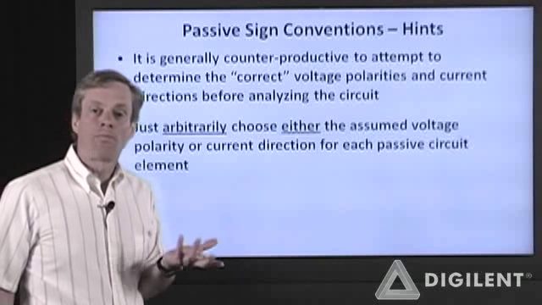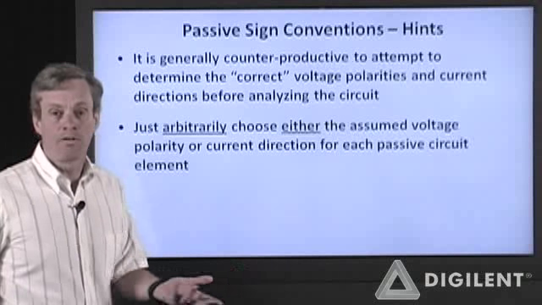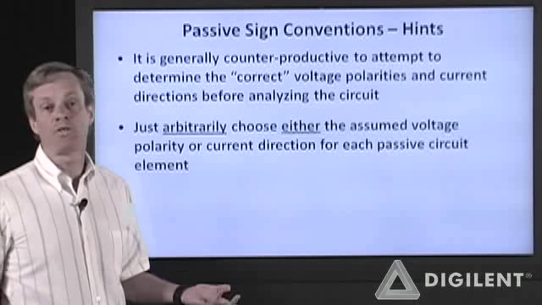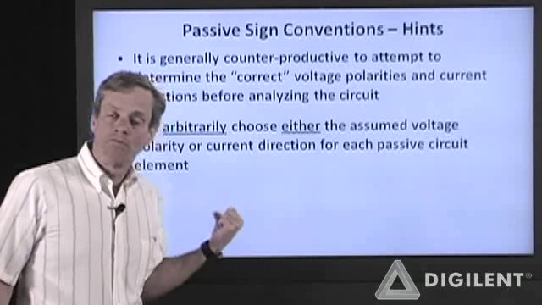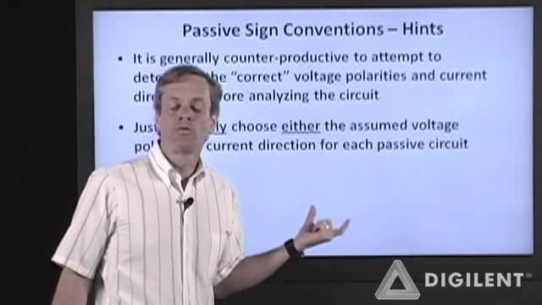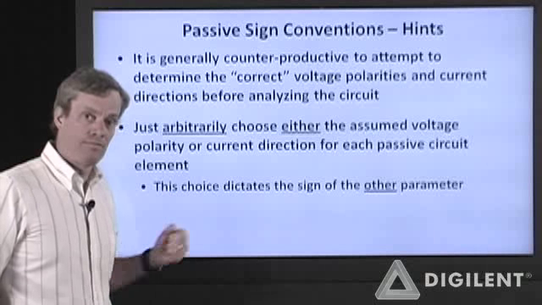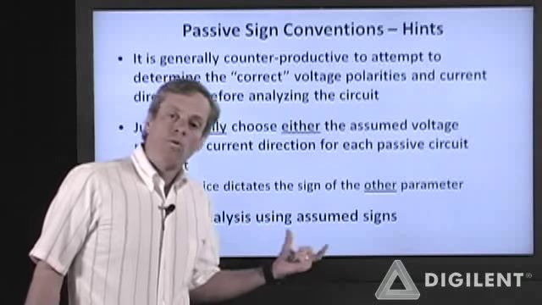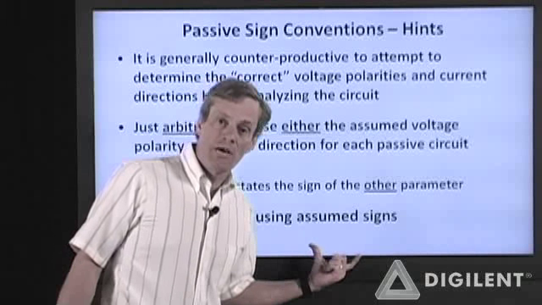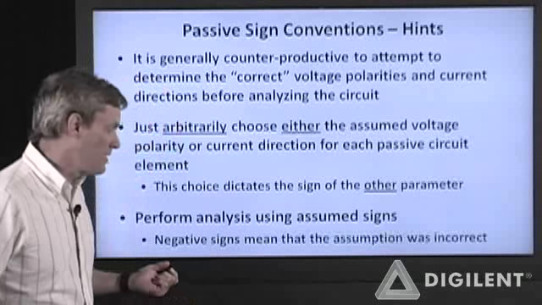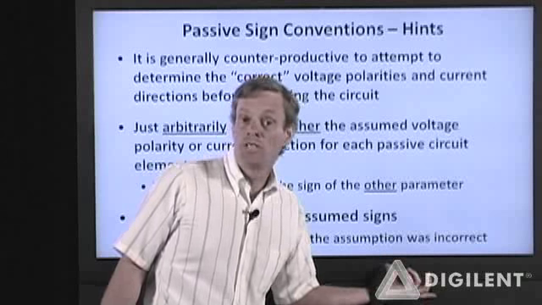So, when you're approaching a problem, arbitrarily choose either the voltage polarity or the current direction for each passive circuit element. I don't care which one you choose. Pick one of them. Then, label the other parameter for each one of those circuit elements so that they agree with the passive sign convention. Okay? Later on, when we talk about doing analysis methods, you will do your analysis using those assumed signs. If you end up with a negative value, it's no big deal. It just means that your original assumption was incorrect.